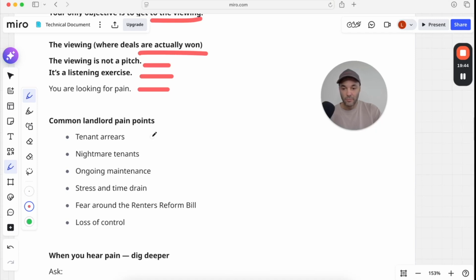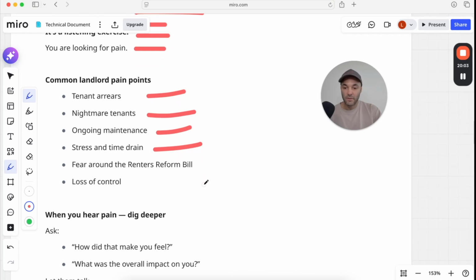And when you ask these questions, you should be listening and waiting to hear one of these common landlord pain points. They may mention tenant arrears from previous tenants. They may mention nightmare previous tenants. They may mention ongoing maintenance. They may mention the stress and time drain of managing their own property. They may mention fear around the renters reform bill that's coming in May.